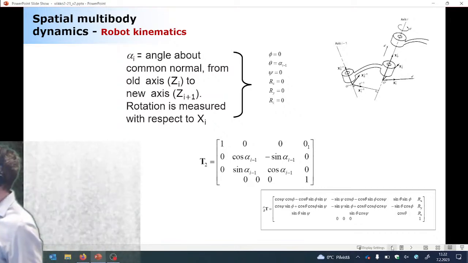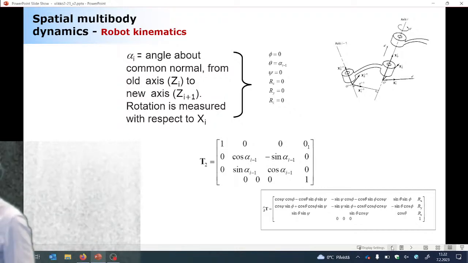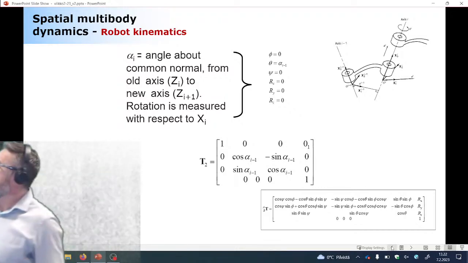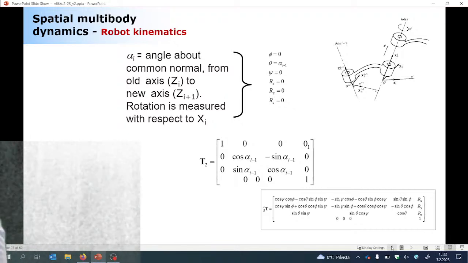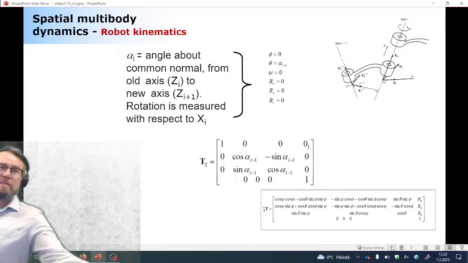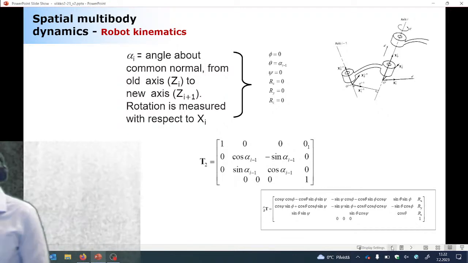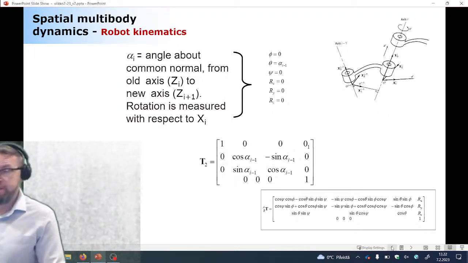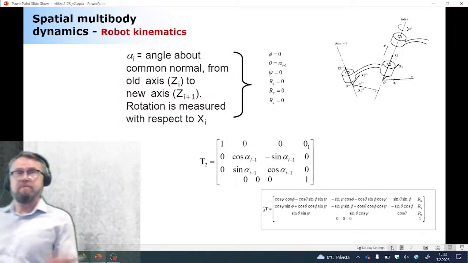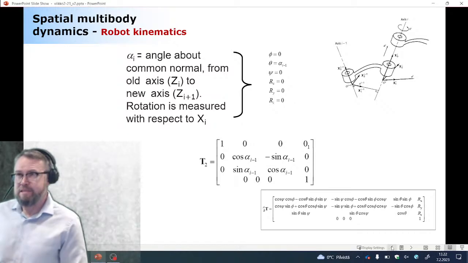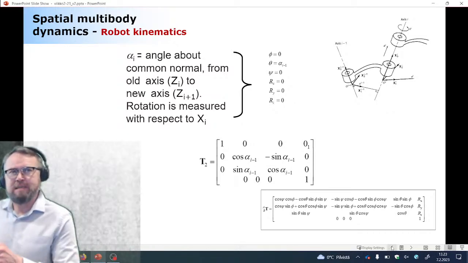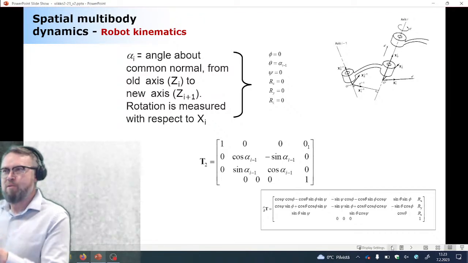Now this is related to rotation. Each of these six components except one is set to zero, and the one that is not set to zero is this theta here. Look again at what it says: angle about the common normal from the old axis to the new axis, measured with respect to x. This is exactly what the second component in our angles is representing. We take the component, and that's it. No further thinking, just substitution, and it's like this. You know where this is taking us. Once we multiply each of these notations together, we have a full representation.